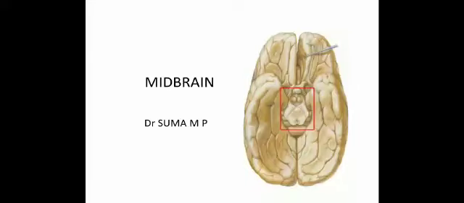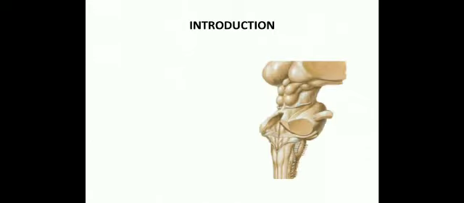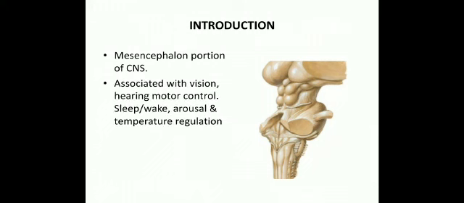Everyone, today we will discuss the midbrain. The objectives are to learn about the midbrain, its relations, external features, internal features, blood supply and the clinical anatomy. The midbrain is the mesencephalon of the central nervous system. It is associated with vision, hearing, motor control, sleep, wake, arousal and temperature regulation.